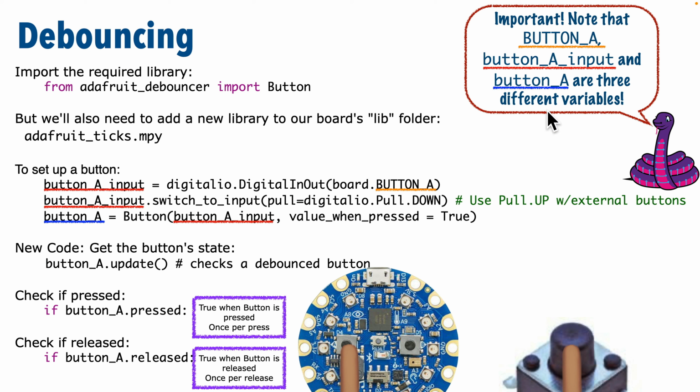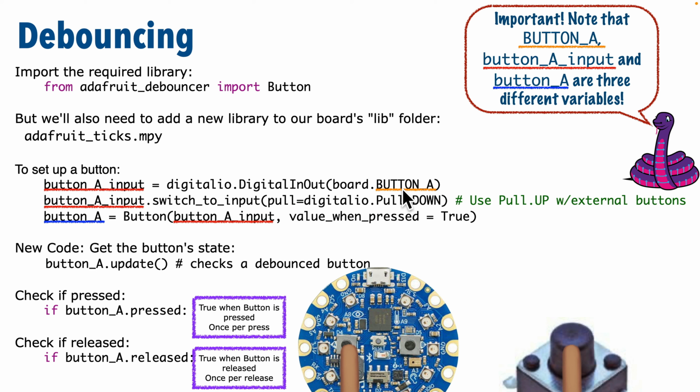Now, we've seen this first one before when we say board.BUTTON_A in all caps. This is just the location of the built-in buttons on the CPB. So there's a button A and a button B. Now, when we eventually wire buttons up to boards, we're not going to pass in this button A or button B. We're going to pass in the pin number that we wire a button to.